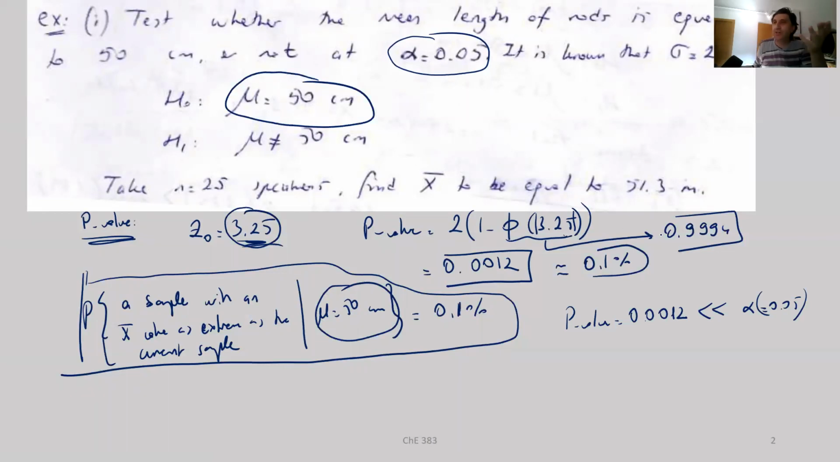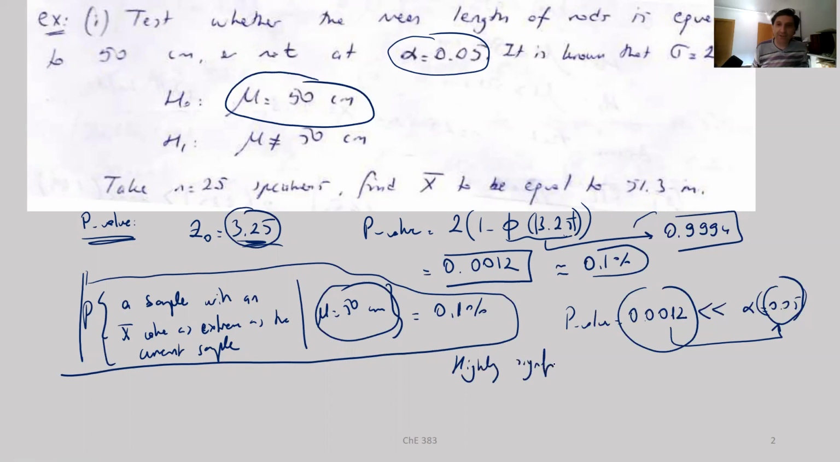Although you use the p-value in your calculations, there is usually a significance level in your mind somewhere, which is equal to 0.05. So if a p-value much smaller than 0.05 is obtained, or 0.01, you usually report that this is a very small value. So it is a highly significant finding that mu is not equal to 50 centimeters. This is a pretty much highly significant finding.